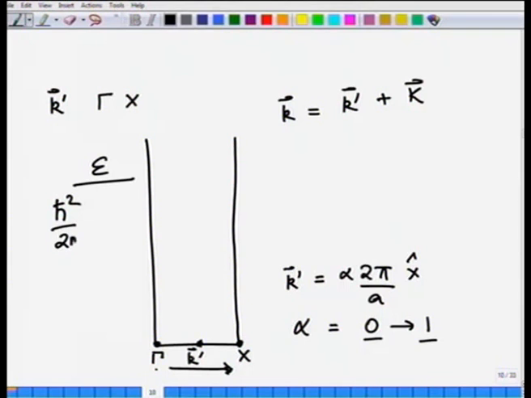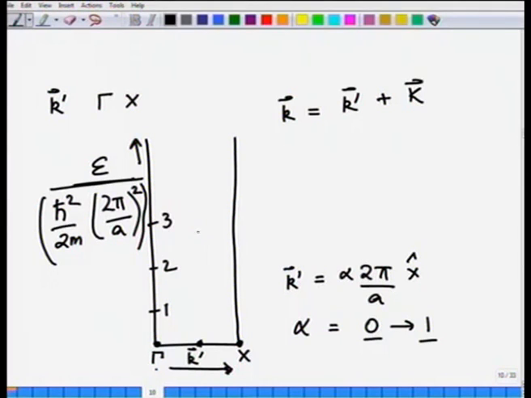This is the scaling I am using, nothing else: energy versus h squared by 2m into 2 pi by a whole squared. So, that is the energy I am plotting. Essentially, this is a constant factor. Remember, a is a constant and everything else there is a constant. So, this is just normalization of energy, nothing else. That is why I am able to use the numbers like 1, 2, 3 here as dimensionless numbers. So, I have made a dimensionless quantity. Other than that, there is no big deal about it.